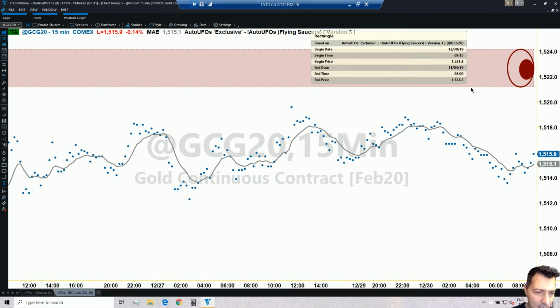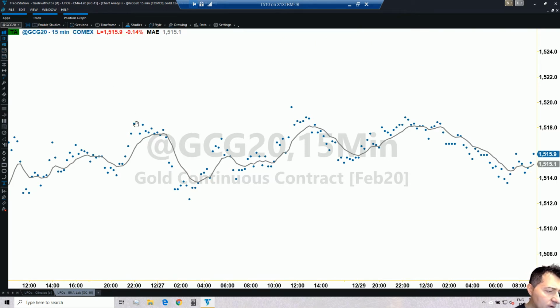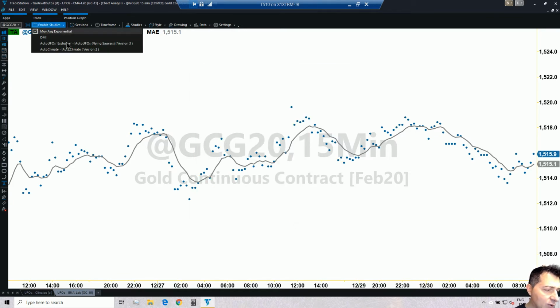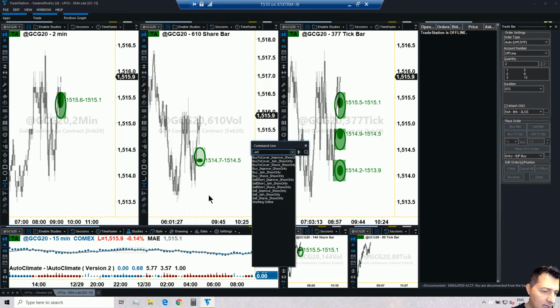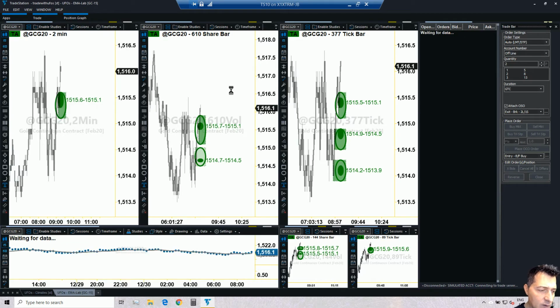So gold contract 1521.2, that should be the target for the trade. Okay, and now that I know my target, I'm just gonna very quickly disable auto UFO and basically undo what I did, which is go back to my normal amount of bars, which is 500, go back to auto climate. Okay, and reconnect by using the command online. So working online, and now it's gonna ask me for the password again. Okay, and everything is back to normal. So very good, we are back in.